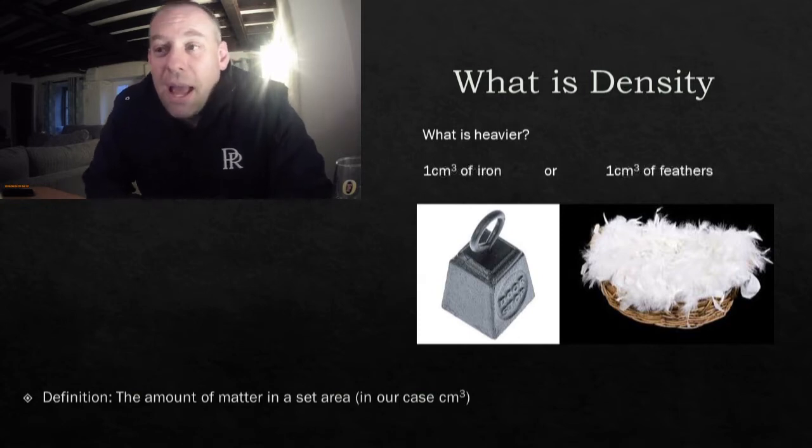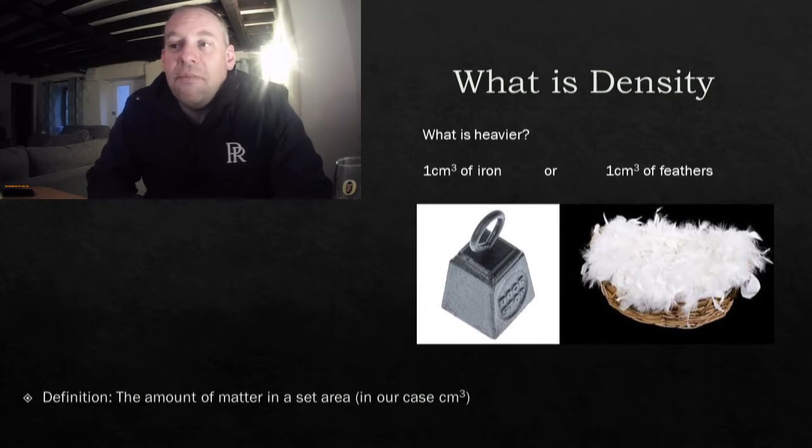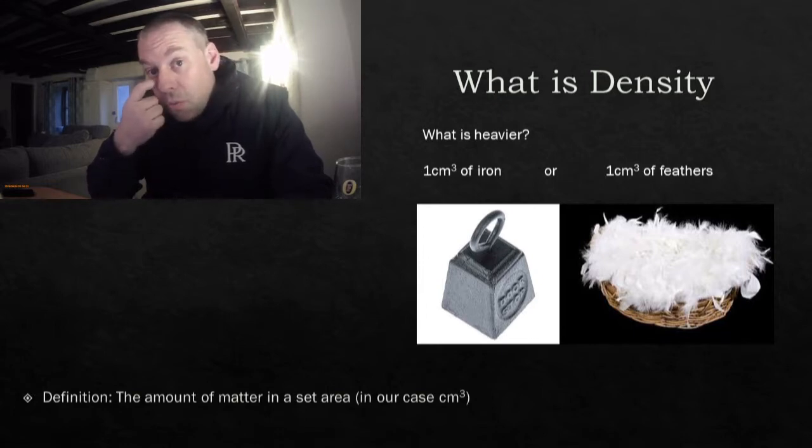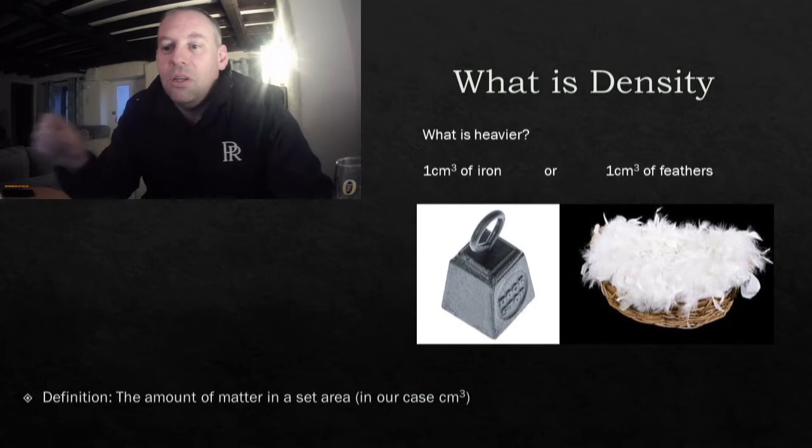So if I asked it a different way, if I said to you, which is heavier, 1 centimetre cubed of iron or 1 centimetre cubed of feathers, that becomes a fairer comparison. And in this case, the 1 centimetre cubed of iron would be much heavier than 1 centimetre cubed of feathers. And it's this idea of equating mass in a set volume that describes what density is. It's the amount of matter in that set volume, and in the case of what we're going to use for our syllabus, the volume that we're going to use is 1 centimetre cubed. So we talk about the mass in 1 centimetre cubed.